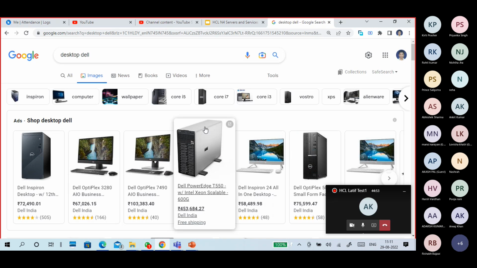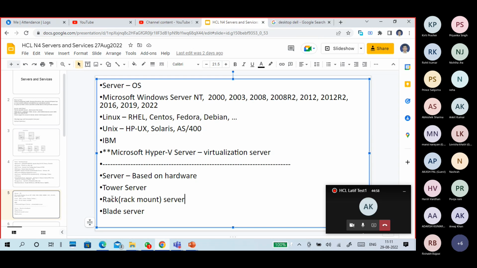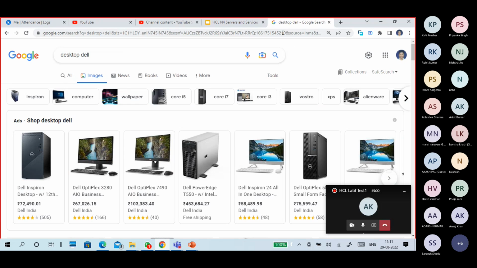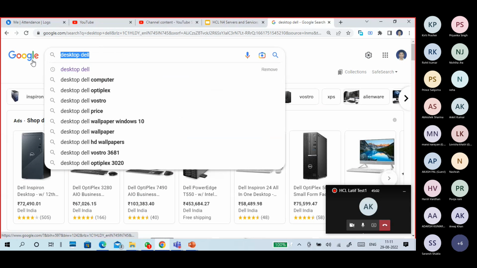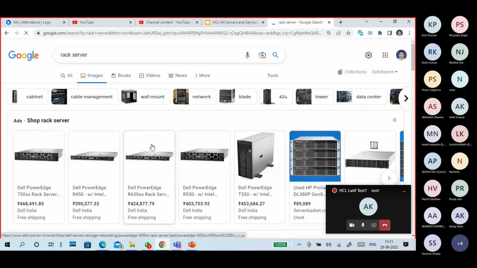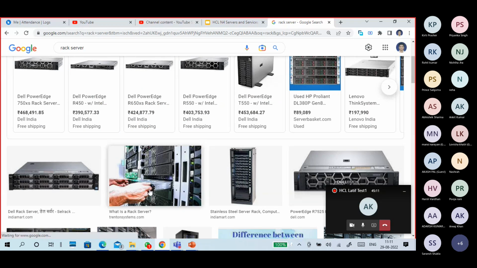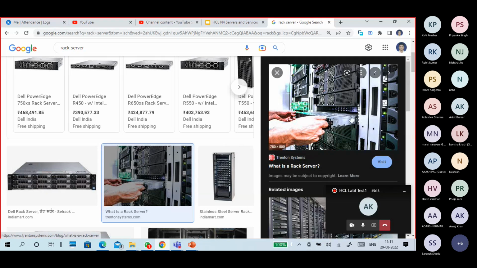So this is a tower server, a tower model. The next one is a rack mount server, rack server or rack mount servers. I didn't put pictures in this one, if I put them it would look good. But it is an example of a rack server, being inserted in this data center.